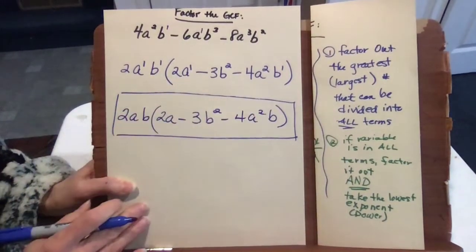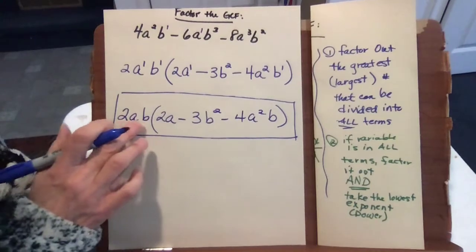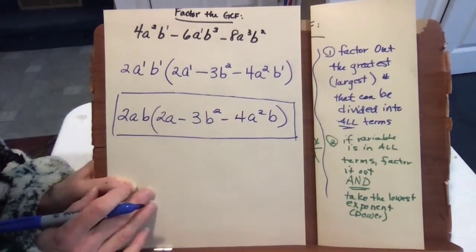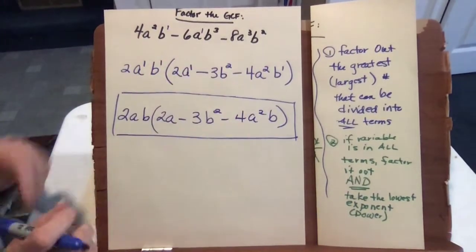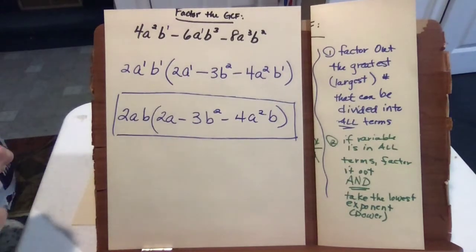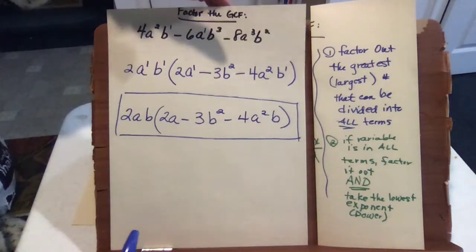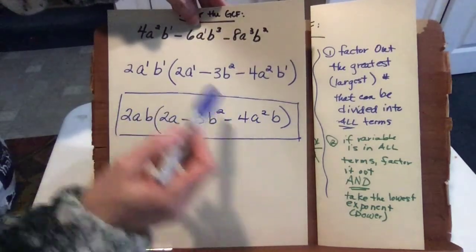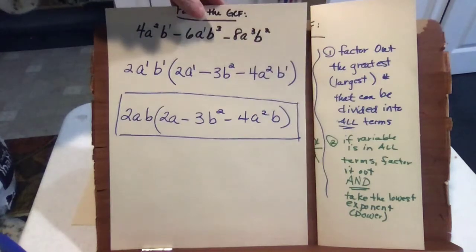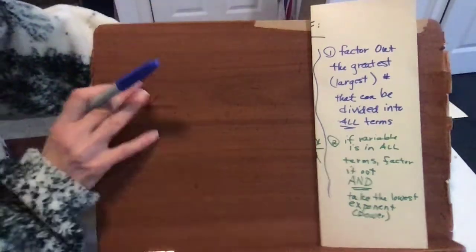So that's our factored GCF, 2ab, and here is the rest of our factor, so that we get back our 4a cubed b minus 6ab cubed minus 8a cubed b squared if we were to multiply it out again. So that's how you should check: distribute this back in and see that you get your original problem back.